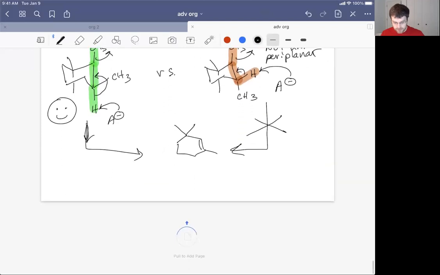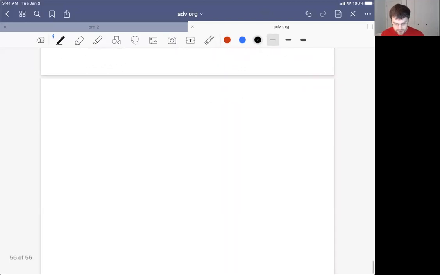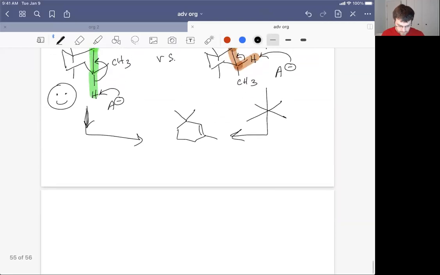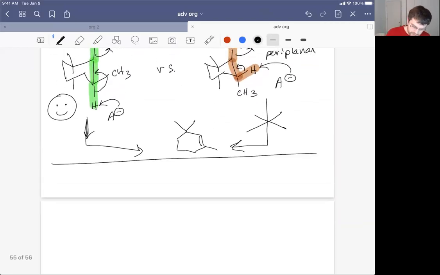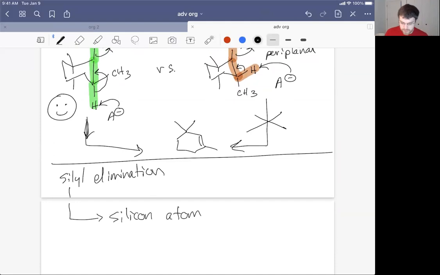Let's look at another example. This one's kind of a bit, I'm going to leave this here. I'm going to introduce an unusual elimination reaction, and it's silyl elimination. Silyl implies a silicon atom, and it's usually in the form of TMS, which is trimethylsilyl.